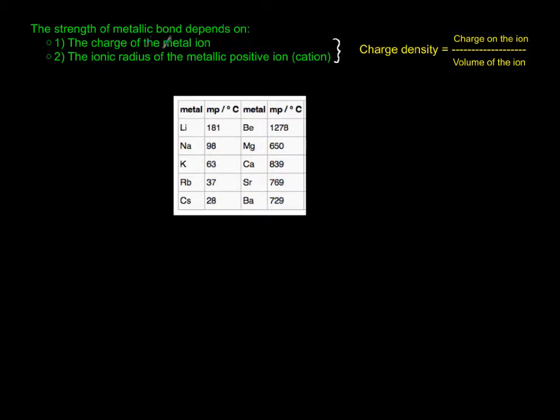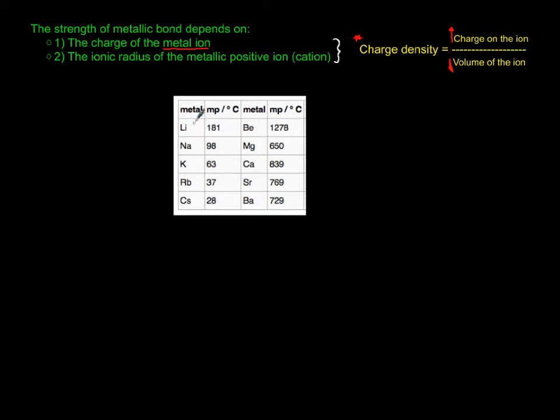Now, to look at the strength of metals, it depends on two factors. One is the charge of the metal ion, the other one is the size of the metal ion. Collectively, they could be referred to as charge density, which is the charge of the ion over the volume of the ion, or the size of the ion. If the charge goes up and the volume or the size goes down, you would have a stronger metal.